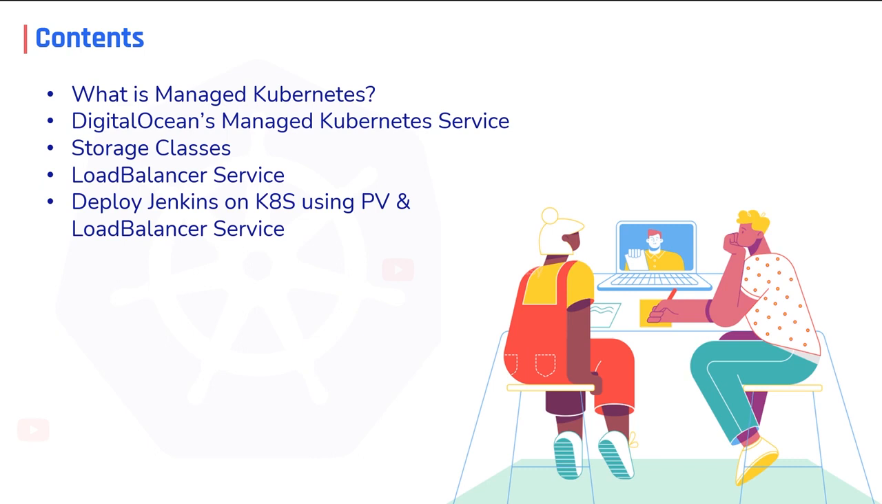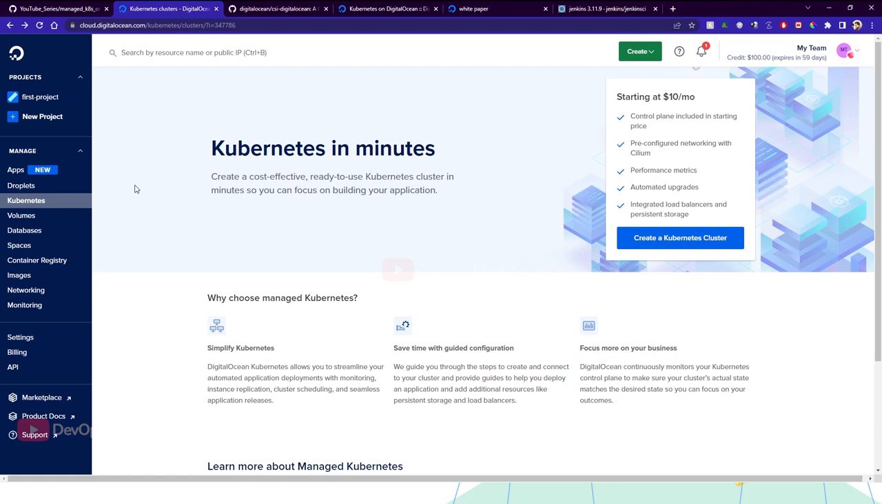We'll have some hands-on by deploying Jenkins on this Kubernetes cluster using the Jenkins Helm chart. In this, we are going to use the storage classes and load balancer service type. So I'm already logged into my DigitalOcean cloud. On the left hand side, you'll see this option called Kubernetes. So basically this is the managed Kubernetes service.